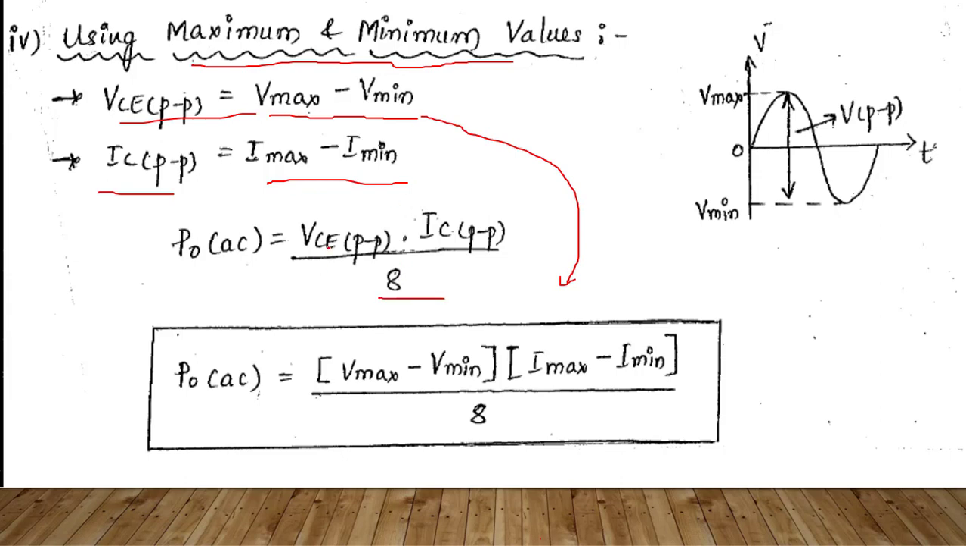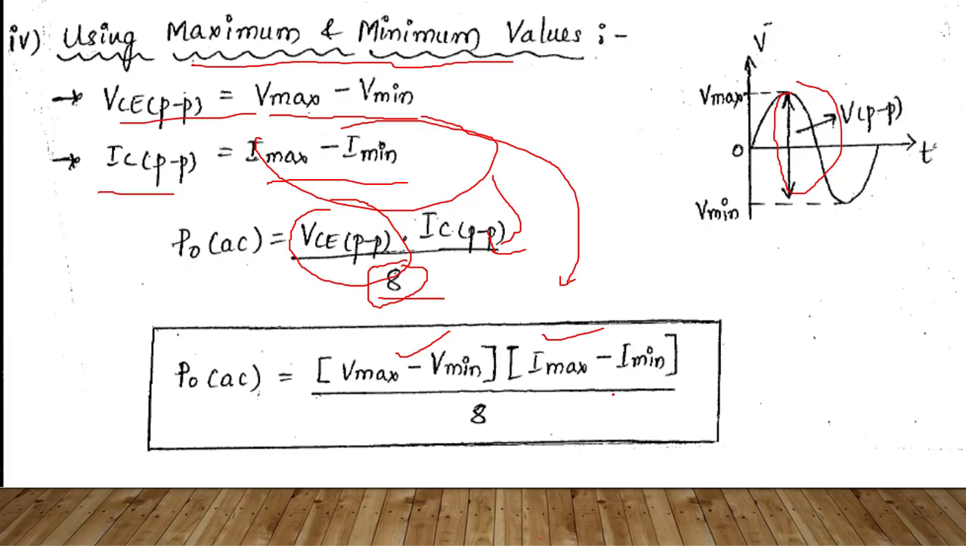When you apply V max minus V min to this area and I max minus I min to this area, you will get exactly that divided by 8. Why? Because 8 we already got from the previous. Yes or no? This is actually very simple. Instead of writing peak to peak, write maximum minus minimum. Same here: instead of writing V max, I max, you can write VCE max and VCE min, IC max, IC min also. And remember that all the formulas are the same.